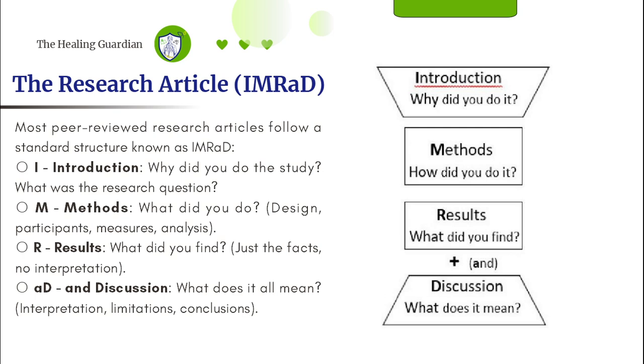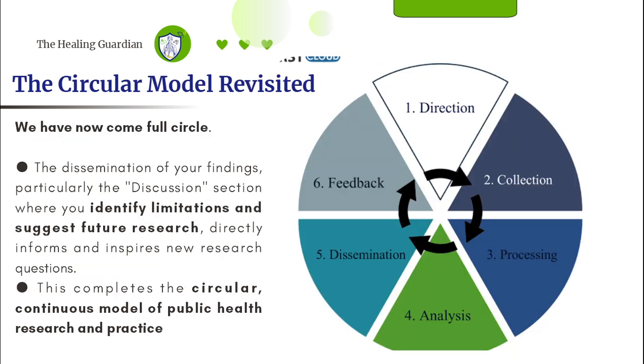Then you go to the results part of your research. Which results did you get? You state what you found. Then you do the discussion. What does it all mean? What is the interpretation? What limitations did you get? What conclusions? Then you publish your research article. So in brief, in all that we have looked at, we have seen that the whole process of research follows a circular model, and it has to end up with informing practice.